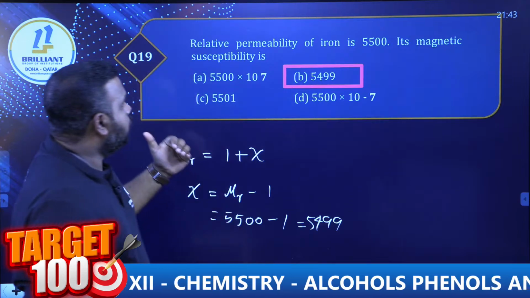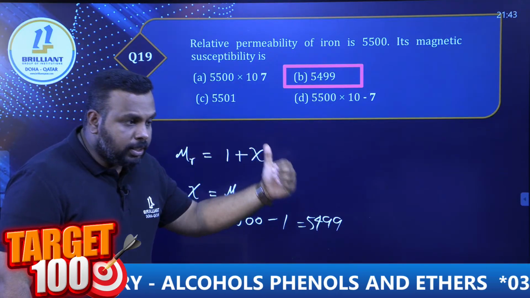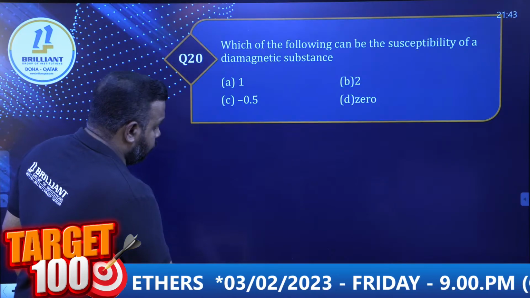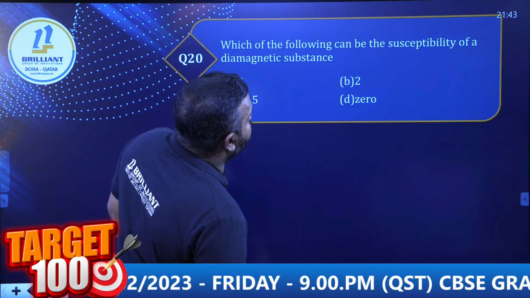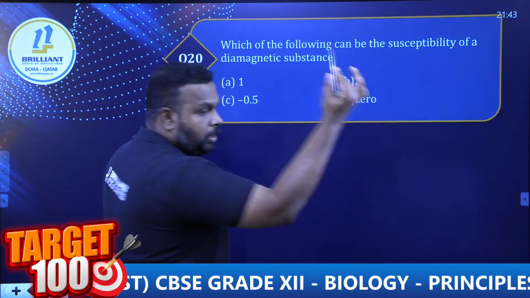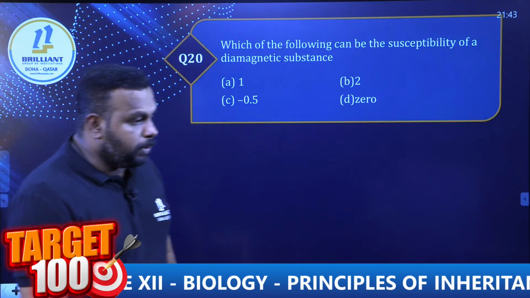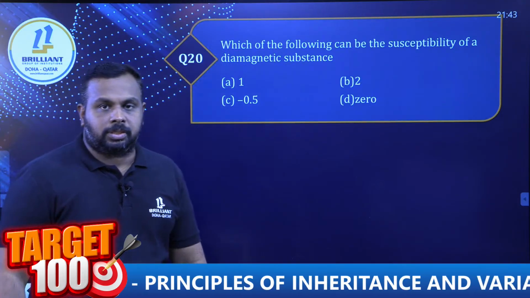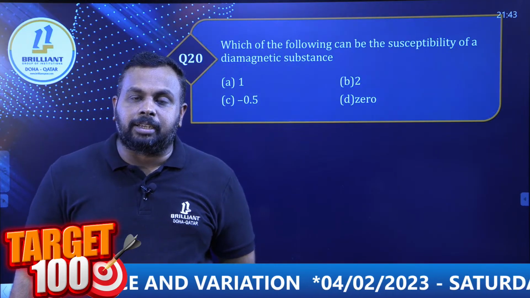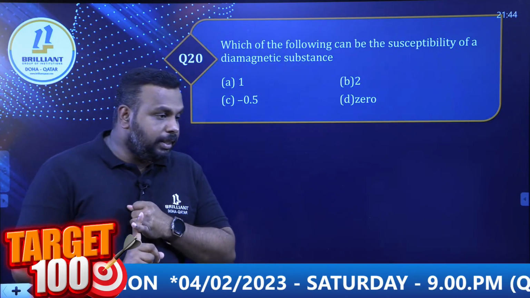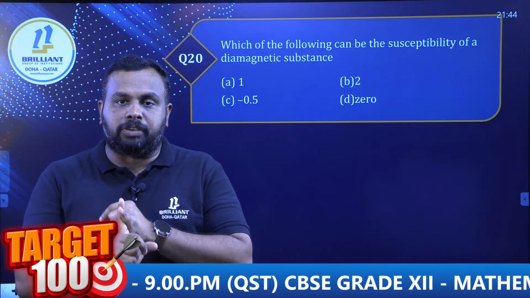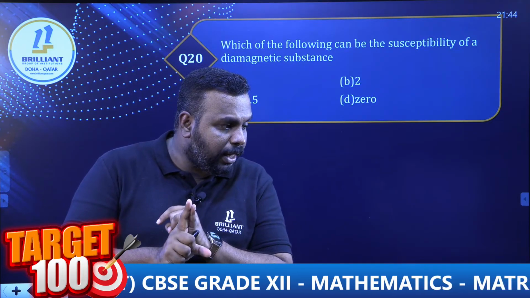Can I go to the next? Question number 20. Which of the following can be the susceptibility of a diamagnetic substance? Recall the property. What are the properties of a diamagnetic substance? Susceptibility is small and negative. Very important point. Susceptibility of a diamagnetic substance is small and negative.